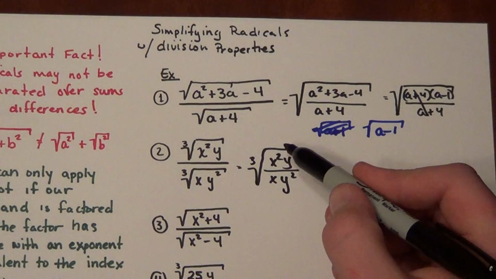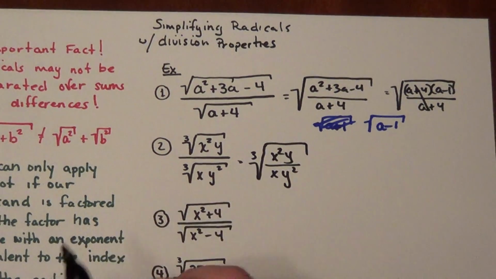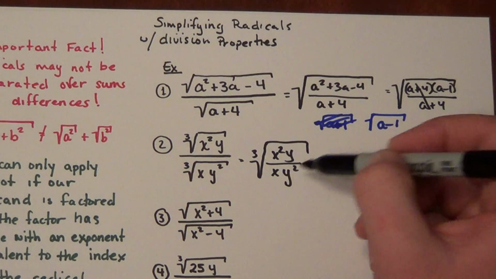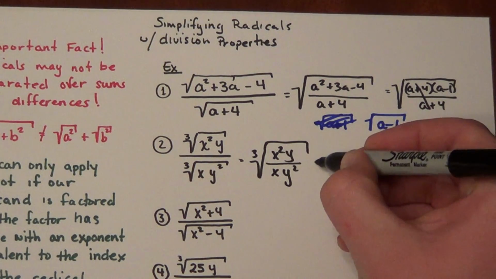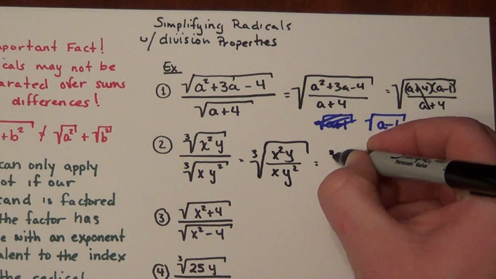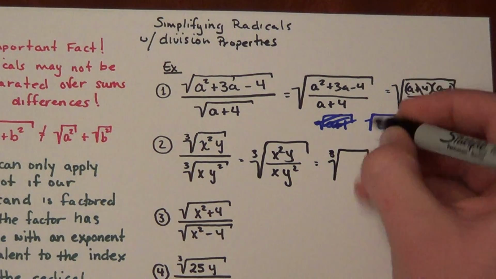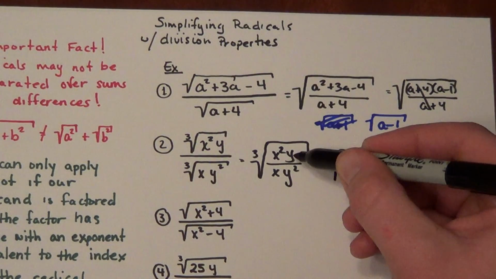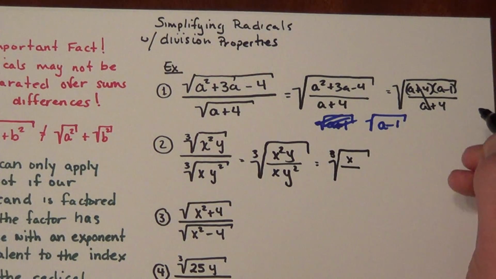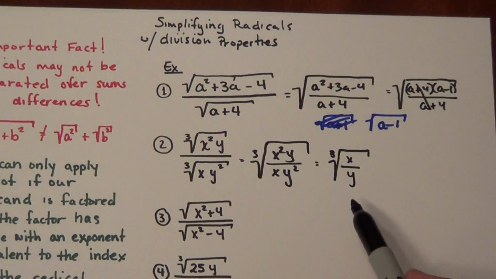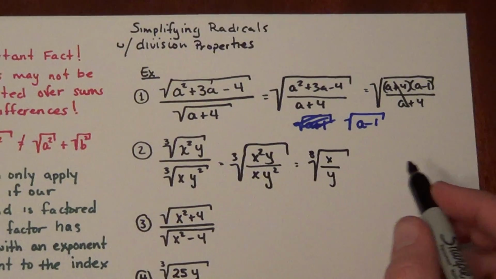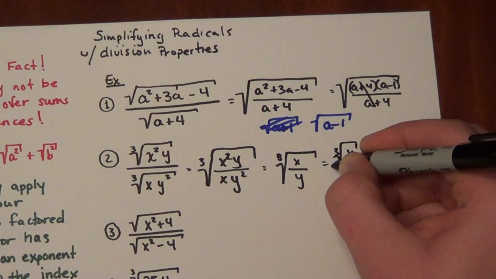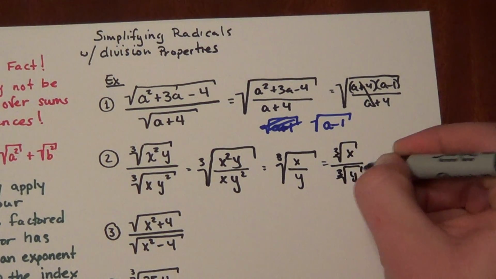Now when I reduce this, I have x squared over x, so applying some basic exponential properties, when you're dividing exponents with the same base, I can go ahead and subtract them. So this then becomes the cubic root of x divided by y, since 1 minus 2 is going to leave me with y. Now there's no more common factors, so what I must now do is break it apart into the cubic root of x divided by the cubic root of y.